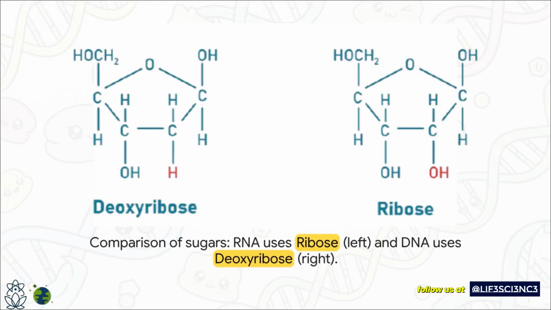First up, the sugar. This slide puts them right next to each other so you can see. On the left, RNA uses a sugar called ribose. On the right, DNA uses deoxyribose. Can you spot the difference? It's tiny. Deoxyribose is just missing 1 little oxygen atom. That's literally what deoxy means, without oxygen. And this tiny change is what gives them their full names: ribonucleic acid, or RNA, and deoxyribonucleic acid, or DNA.